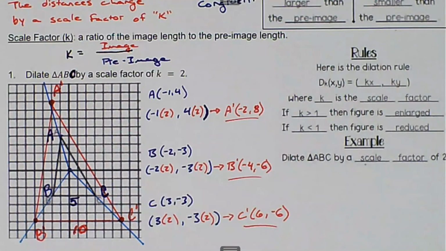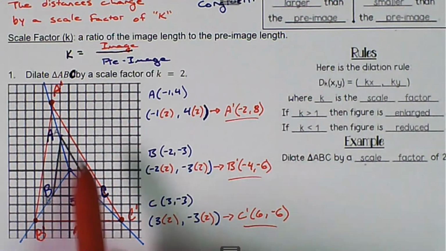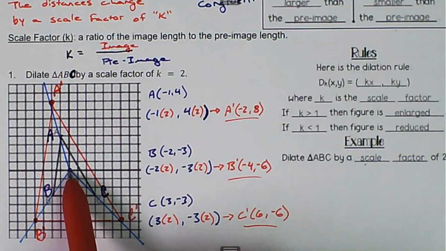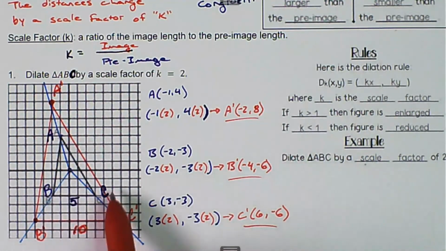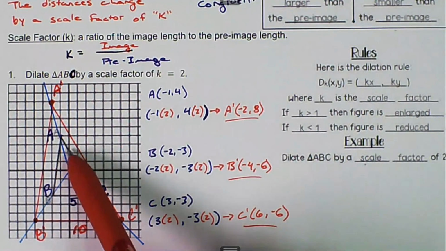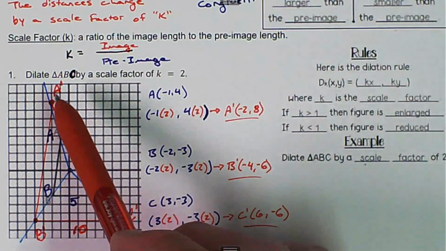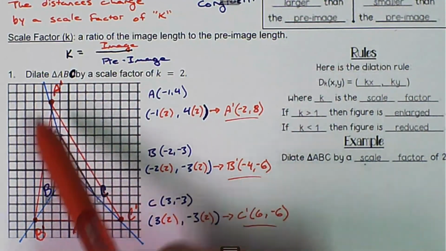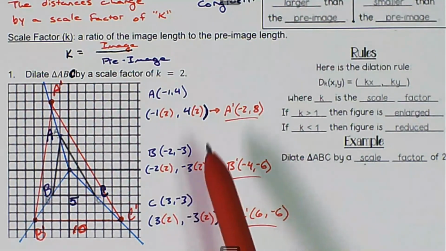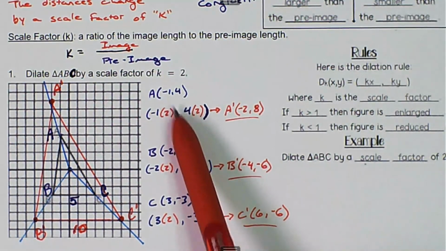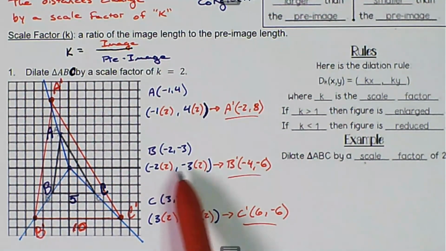So there are two ways that you can do dilations. You can either draw it with lines that go through the vertices of your pre-image, and then your image's vertices should be on those lines as well. The other way you can do it is you can write the coordinate and you can scale it, both the X and the Y, by the same scale factor.